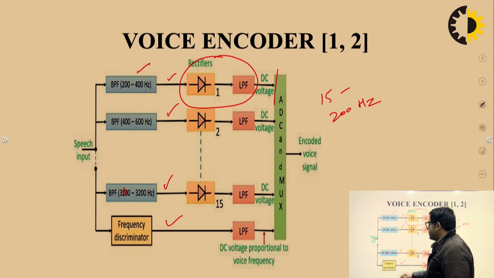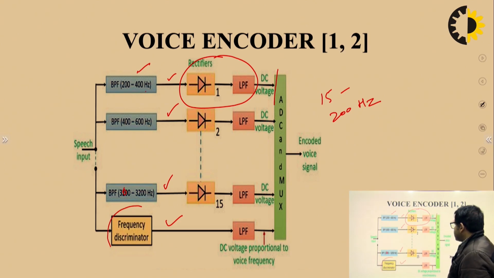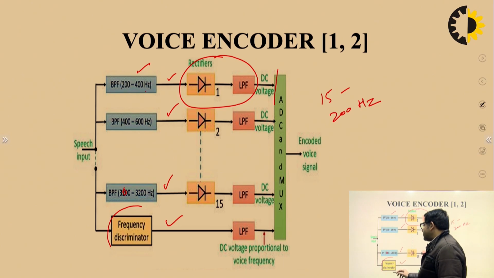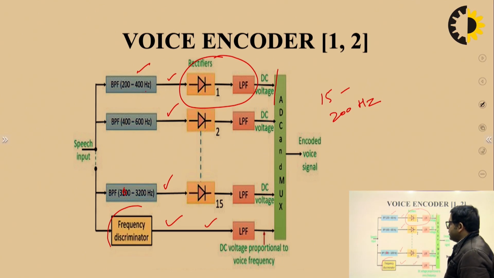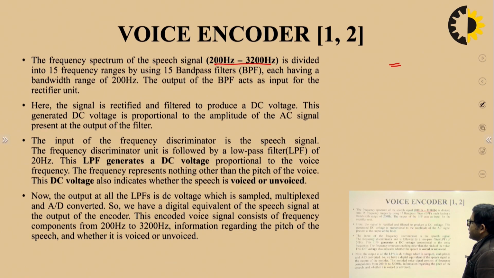In the 16th channel, the entire speech signal is applied to the frequency discriminator, and this frequency discriminator generates a voltage corresponding to the input speech frequency. When the speech is voiced sound, the voltage corresponding to this signal is greater, and when the speech is unvoiced sound, the voltage is low as compared to the earlier one. The output of this low pass filter generates a DC voltage proportional to voice frequency, which is known as pitch. The entire information is combined and transmitted to the receiver side.